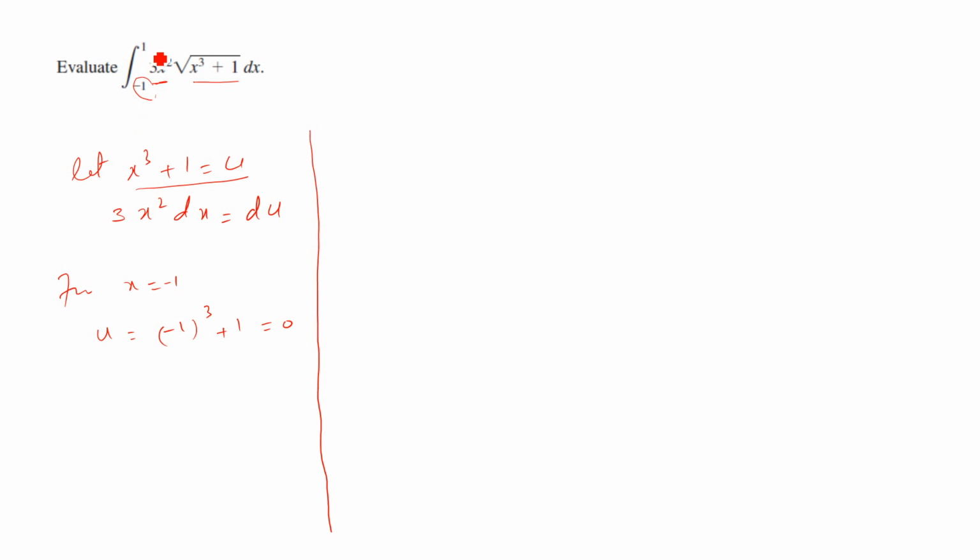And for x equal to 1, that is the upper limit, we have u equal to 1 plus 1, and this is equal to 2. So now this integral can be written with the lower limit of u as 0 and the upper limit of u as 2, and the integrand becomes square root of u, and 3x squared dx is du. So this is the new definite integral in terms of u.